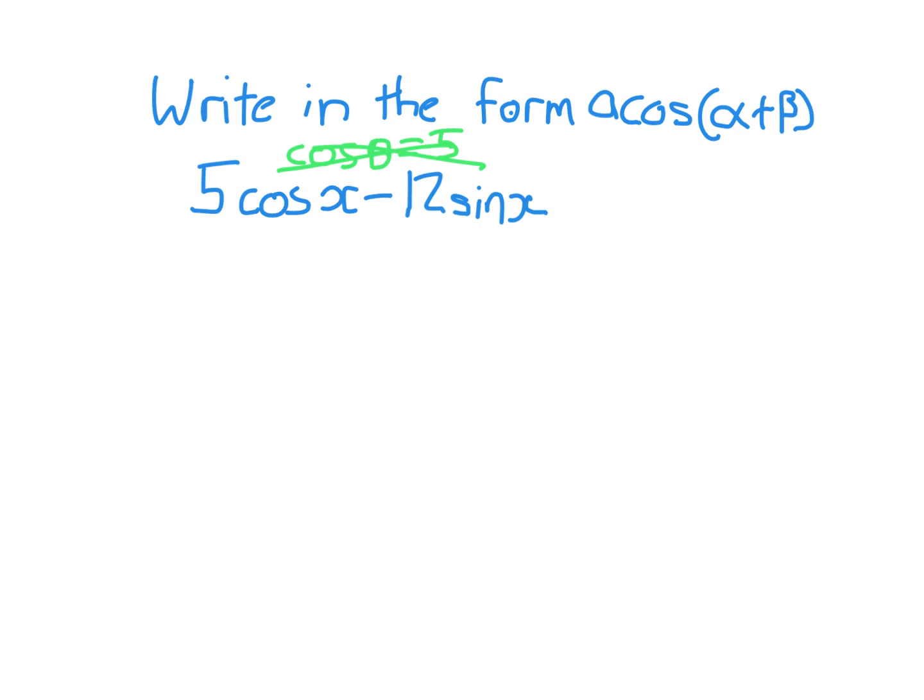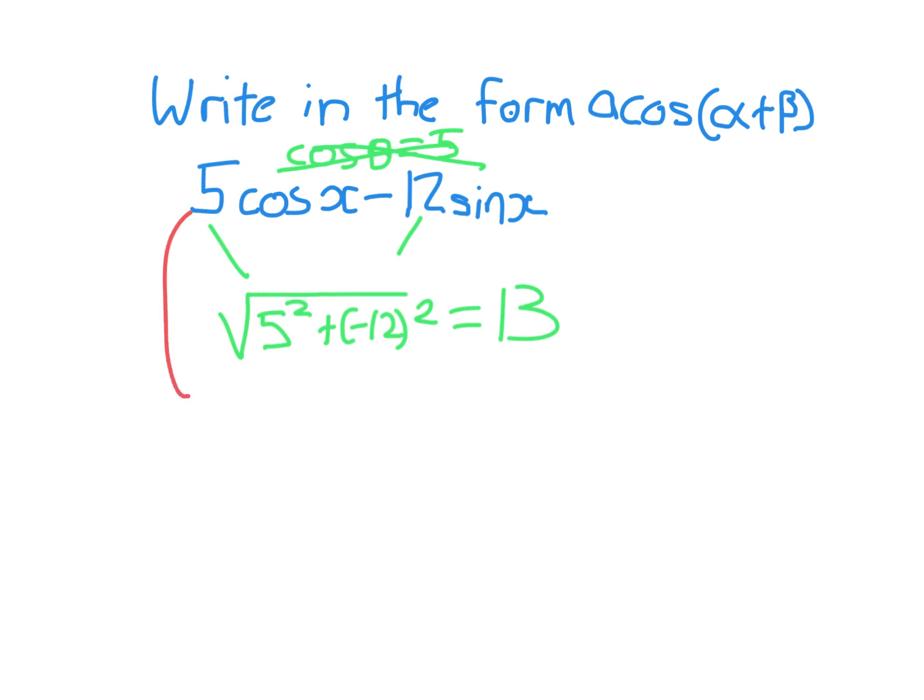Well, we're going to use a bit of ingenuity. What we're going to do is take out a factor that is the square root of the sum of the squares of the two numbers, 5 squared plus negative 12 squared. So if you put that in your calculator, you get 13. We're actually going to take out a factor of 13. So we write it as 13 times 5 over 13 cos x minus 12 over 13 sine x.